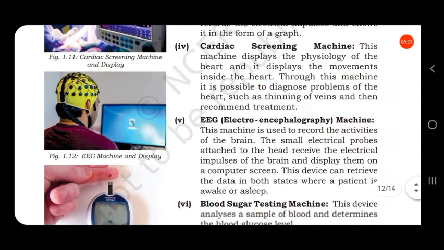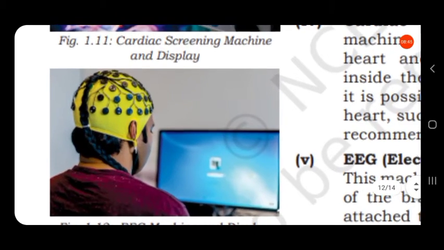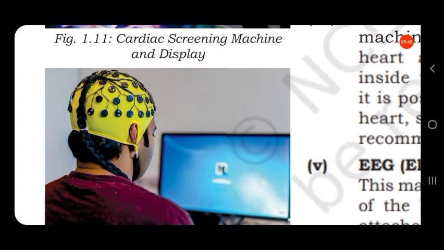The next one is electroencephalography machine, that is EEG machine. The machine is used to record the activities of the brain. The small electrical probes attached to the head receive the electrical impulses of the brain. So these are the probes that are attached to the head.